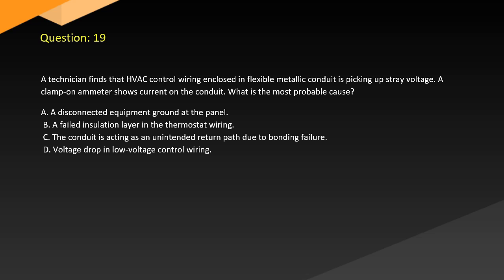Question 19. A technician finds that HVAC control wiring enclosed in flexible metallic conduit is picking up stray voltage. A clamp-on ammeter shows current on the conduit. What is the most probable cause? A. A disconnected equipment ground at the panel. B. A failed insulation layer in the thermostat wiring. C. The conduit is acting as an unintended return path due to bonding failure. D. Voltage drop in low voltage control wiring.